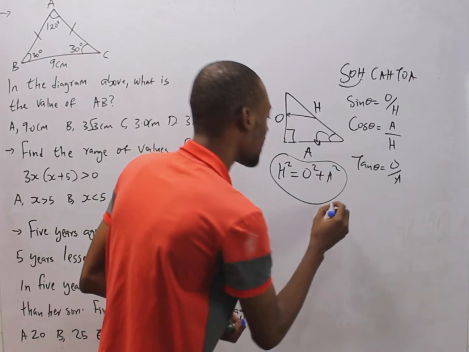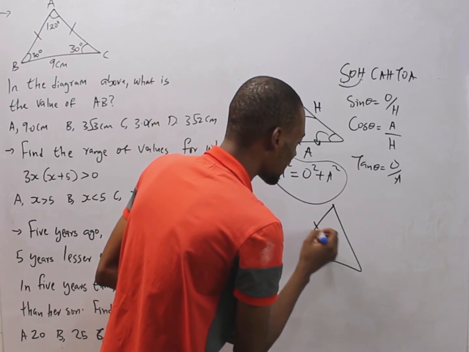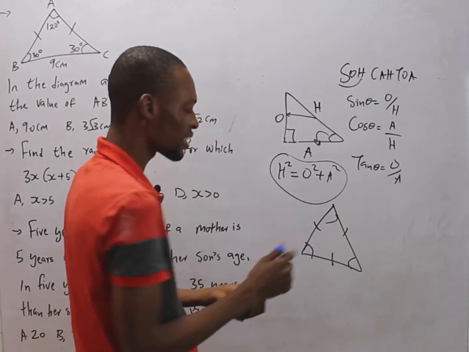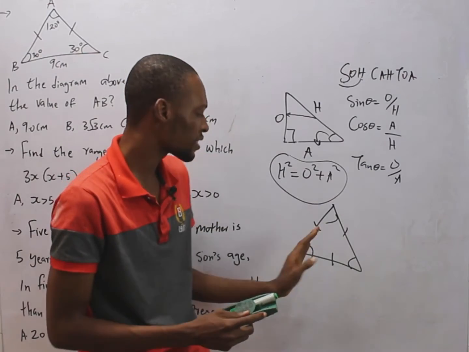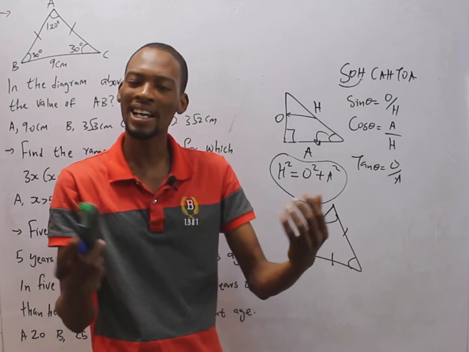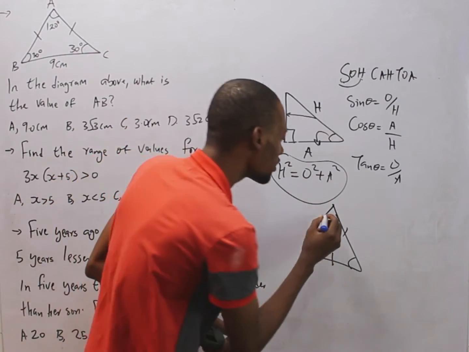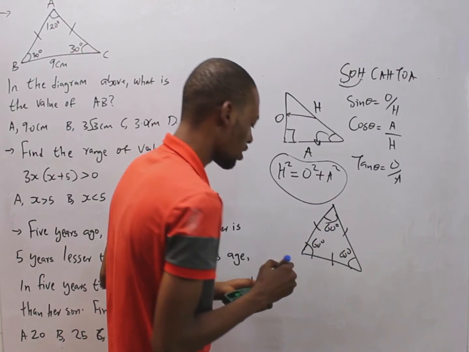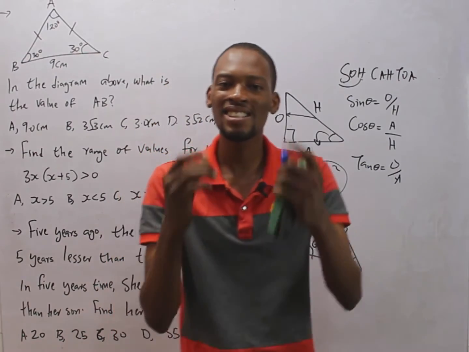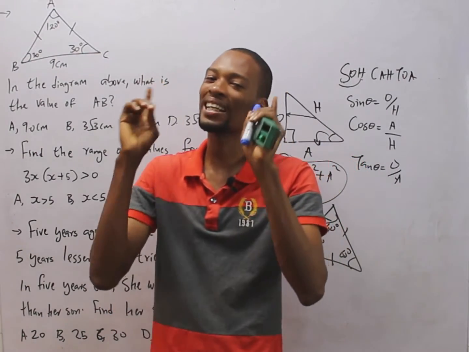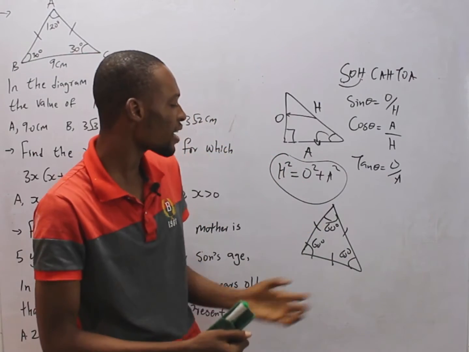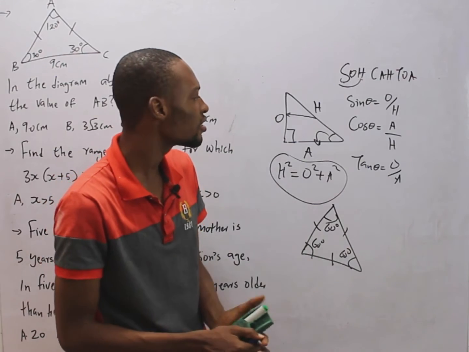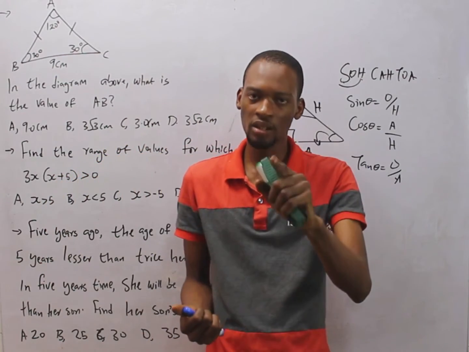We have another type of triangle like this. In this type of triangle, all the sides are equal. And if all the sides are equal, it means all the angles are equal. It is simply 60 degrees here, 60 degrees here, and 60 degrees here. The sum of angles in a triangle equals 180 degrees. So a triangle in which all the angles and all the sides are equal is referred to as an equilateral triangle.